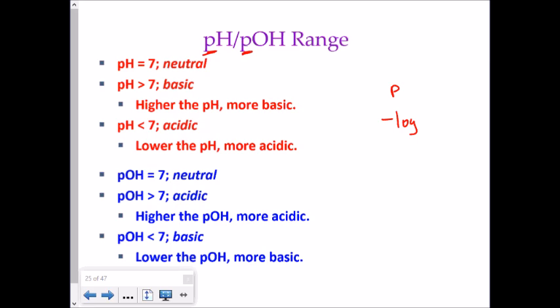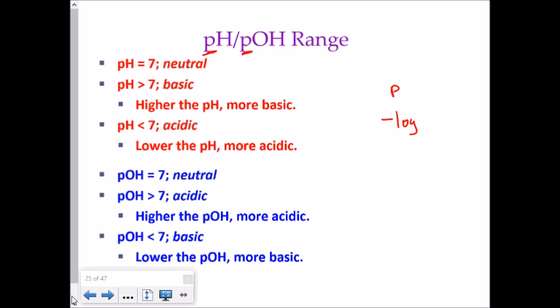Are we good? All right, so this is kind of a review from last year, and some of the stuff we already identified. pH of 7 is neutral. pH greater than 7 is basic. The higher, the more basic. pH less than 7 is acidic. Lower, more acidic. The pOH, now it's looking at it from the hydroxide standpoint, is also neutral at 7.